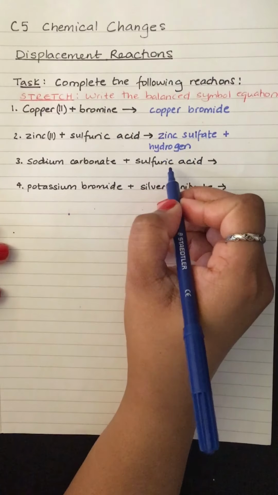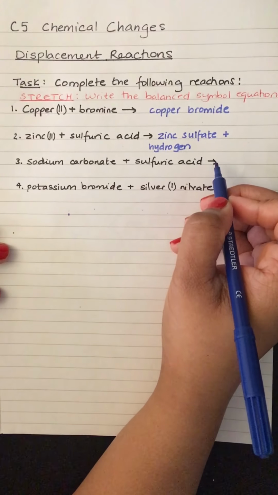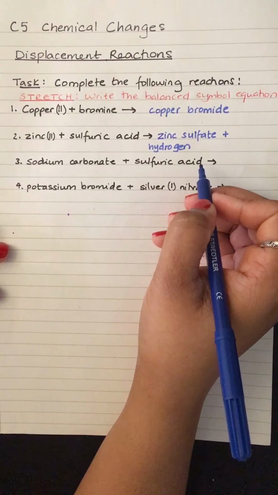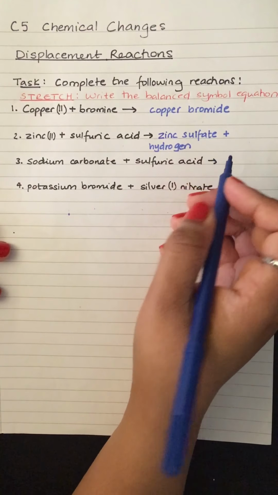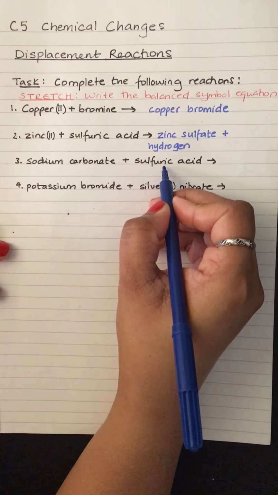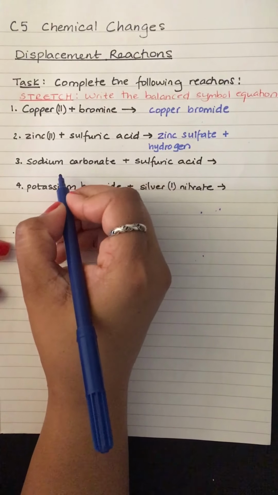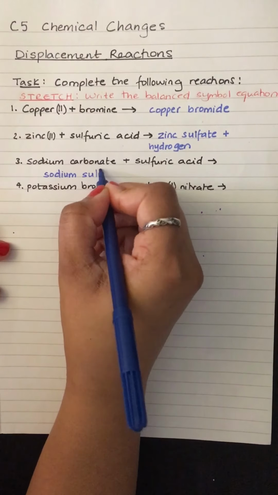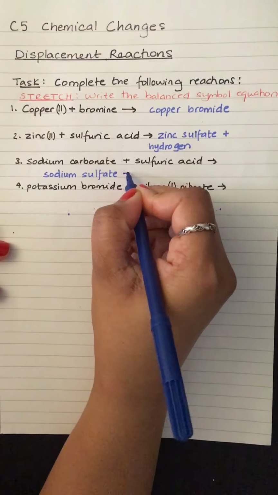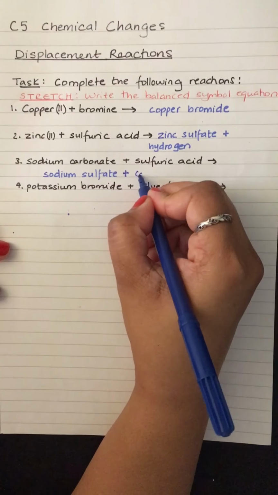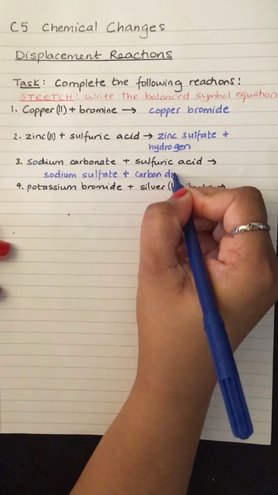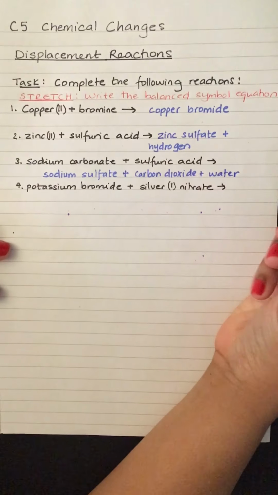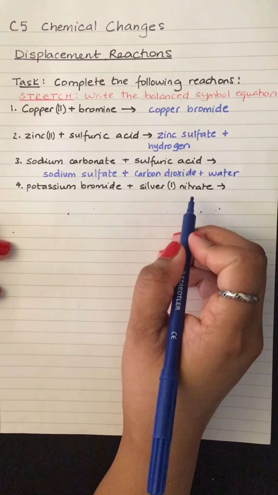We've got sodium carbonate plus sulfuric acid. Remember, because this is a carbonate, we're going to make carbon dioxide gas. We're also going to make water, but we're still going to also make a metal salt. So the metal will be sodium, the salt is sulfate, so sodium sulfate plus carbon dioxide plus water. And the last one, potassium bromide plus silver nitrate.